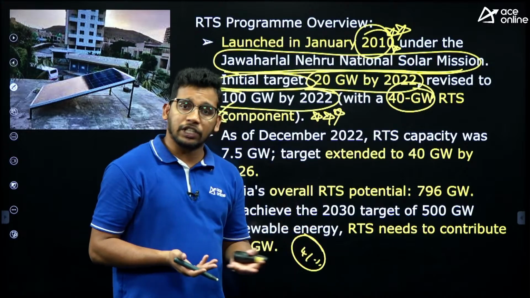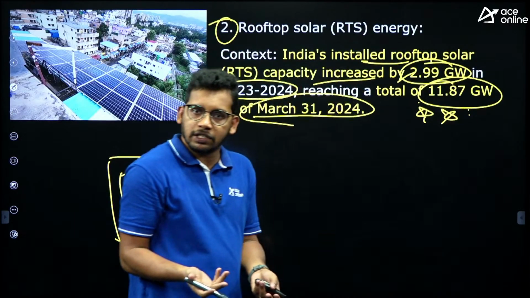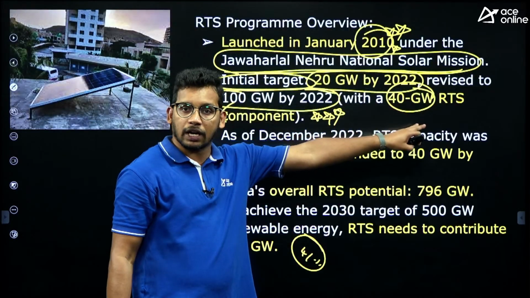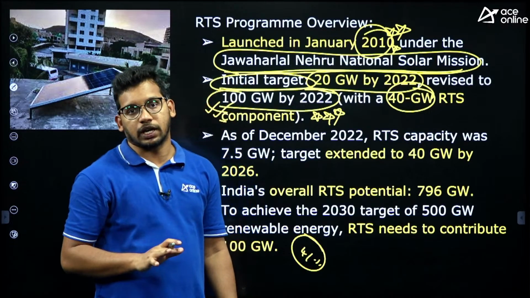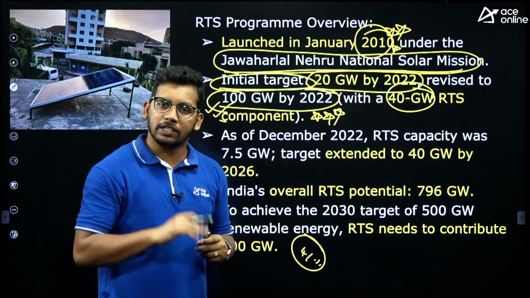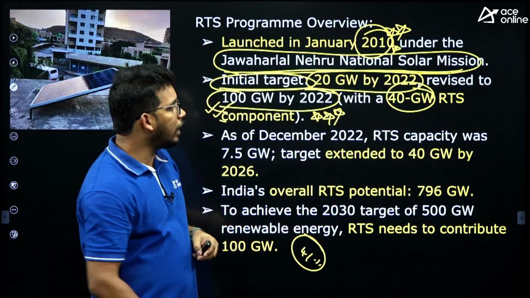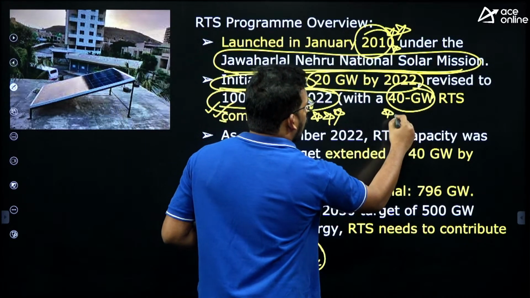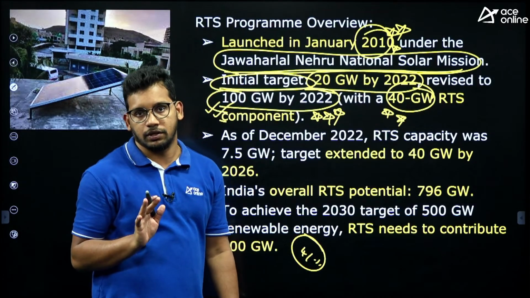But have we achieved this? No. Currently you can see just 11.87 gigawatts is what we have achieved, even though the target was 40 gigawatts. So we were not able to achieve the target. Overall commercial solar capacity has increased, but rooftop solar energy has not, right? So this is one backlog or challenge that the Indian solar energy sector has faced.